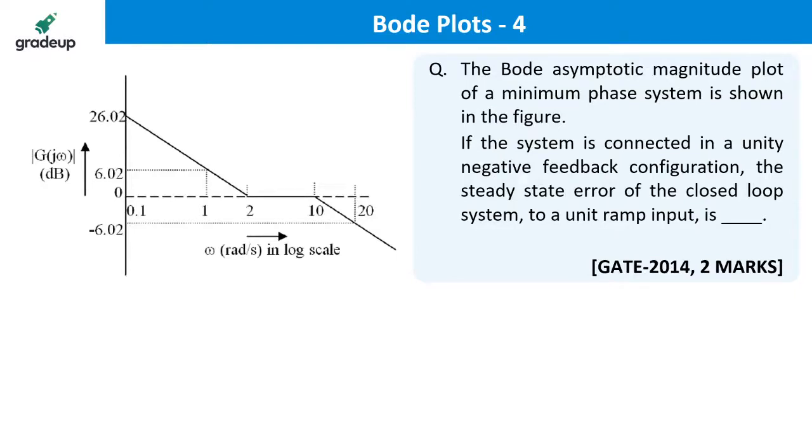The Bode asymptotic magnitude plot of a minimum phase system is shown in the figure. If the system is connected in a unity negative feedback configuration, the steady state error of the closed loop system due to a unit ramp input is equal to what? Try this out, guys.